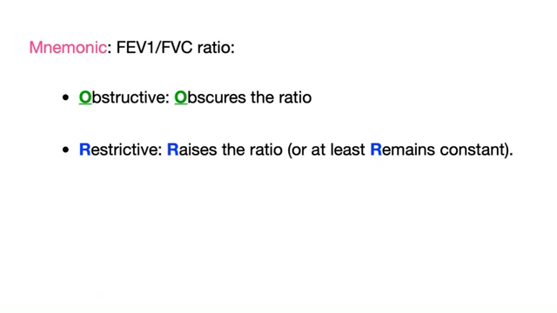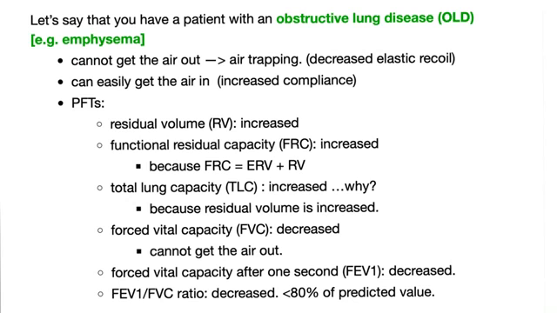If you really don't want to think, here is a very great mnemonic. Obstructive lung disease obscures the ratio, decreases. Restrictive lung disease raises the ratio, or at least remains constant. Let's dig deeper into obstructive lung disease such as emphysema, which is a COPD, chronic obstructive pulmonary disease. The patient cannot get the air out, leading to air trapping. That's why the patient has a barrel chest.